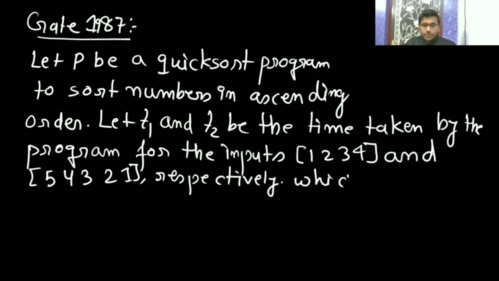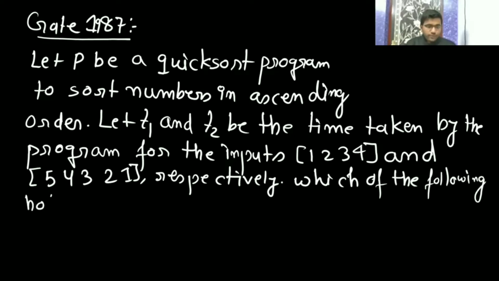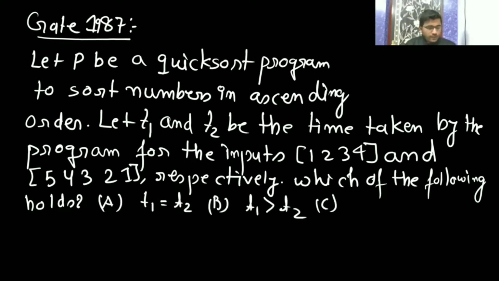Which of the following holds? Okay, which of the following holds? So A is T1 is equal to T2, B is T1 is greater than T2, C is T1 is smaller than T2, and D is T1 equal to T2 plus 5 log 5.